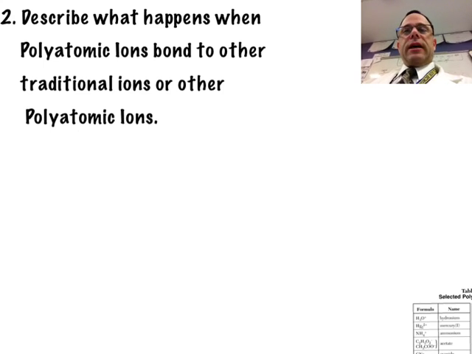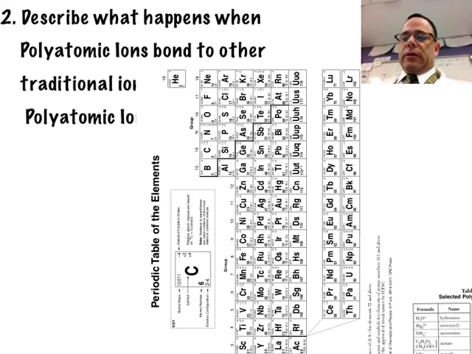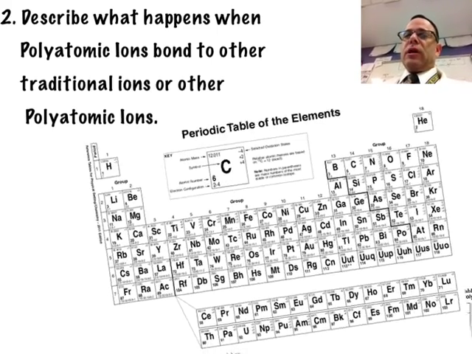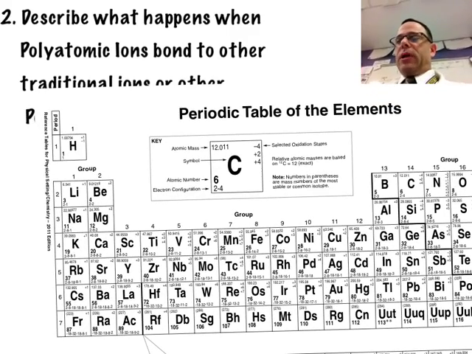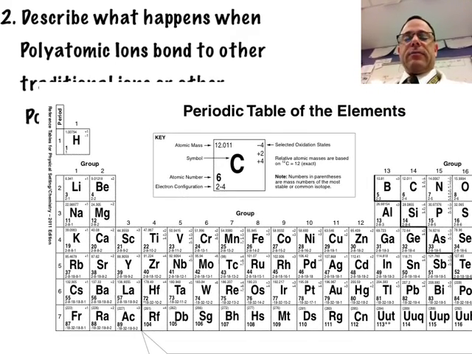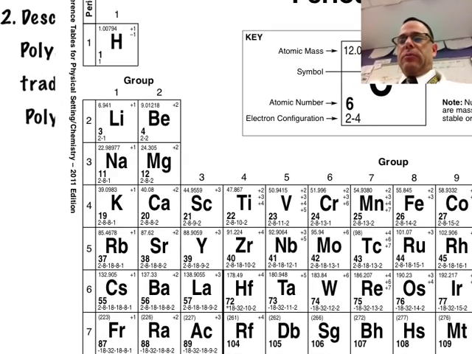So now to our next task. Let's describe what happens when polyatomic ions bond to other traditional ions, meaning cations or anions, or other polyatomic ions. To do this, let's play around with some and take a look at what that would look like. Let's hypothetically choose an element that would behave and act like a cation when it ionizes, and an example of that could be potassium or calcium. Let's use both of these.